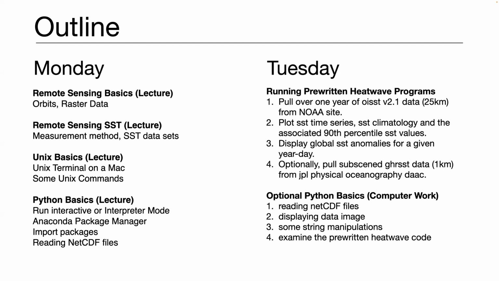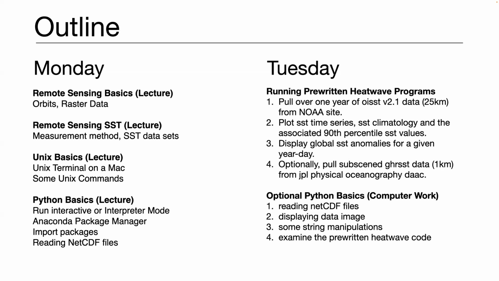I'm going to start with what I call remote sensing basics. This is a polar orbiting satellite. This is a geostationary satellite. This is a raster image of satellite data, just some real basic generic stuff. And some jargon terms that remote sensing people like to use.